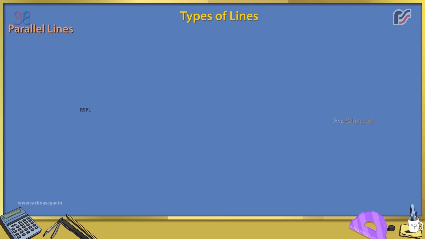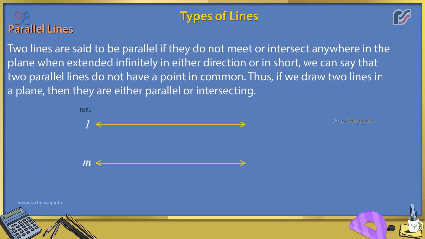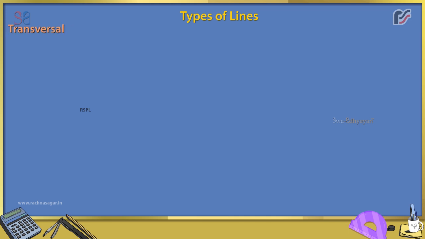Parallel lines. Two lines are said to be parallel if they do not meet or intersect anywhere in the plane when extended infinitely in either direction. Or, in short, we can say that two parallel lines do not have a point in common. Thus, if we draw two lines in a plane, then they are either parallel or intersecting.